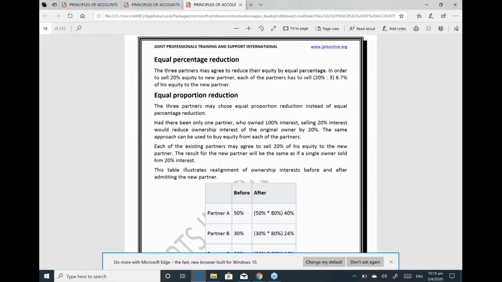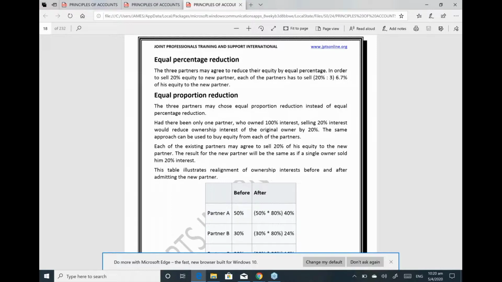That means they can decide to say 20%, they can decide to say 30%, they can also say they are selling 40%. But now let's look at it. To sell 20% equity to the new partner, every one of them is selling a share of their equity. So how do we sell 20%? That is 20% divided by 3. We have 20 over 100 divided by 3, or you can say 0.2 divided by 3. Then there we have 6.7% of his equity to the new partner.